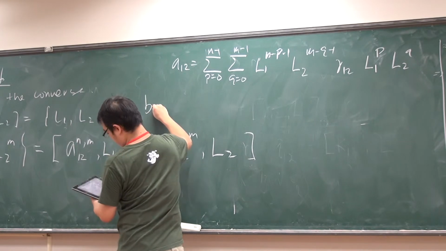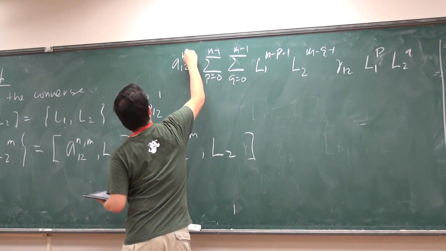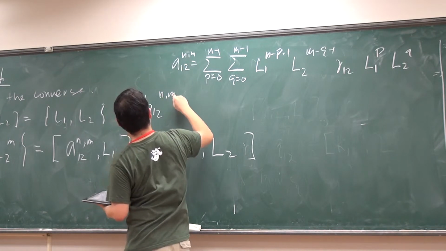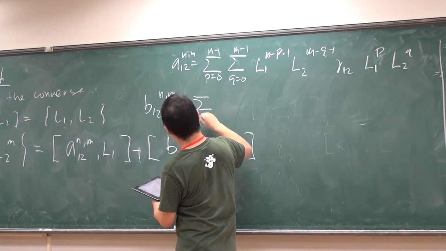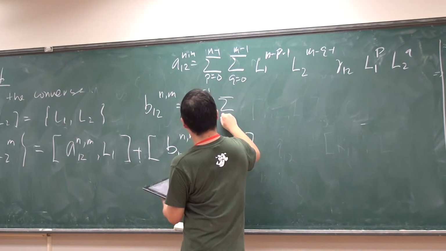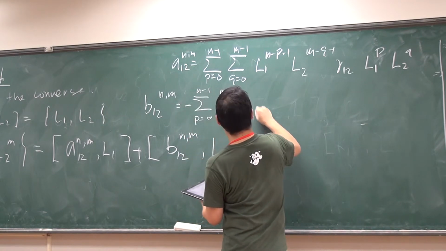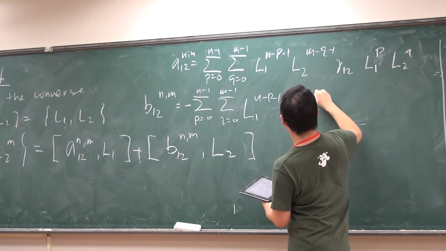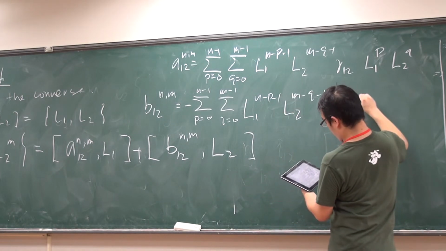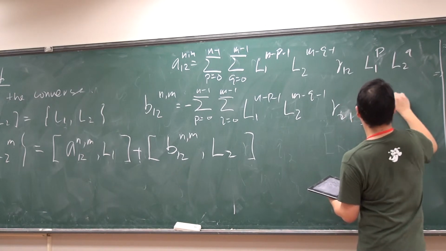and T12 and M minus P equal to 0, M minus 1, Q equal to 0, M minus 1, L1, M minus P minus 1, L2, M minus Q minus 1, R21, L1P, L2Q.